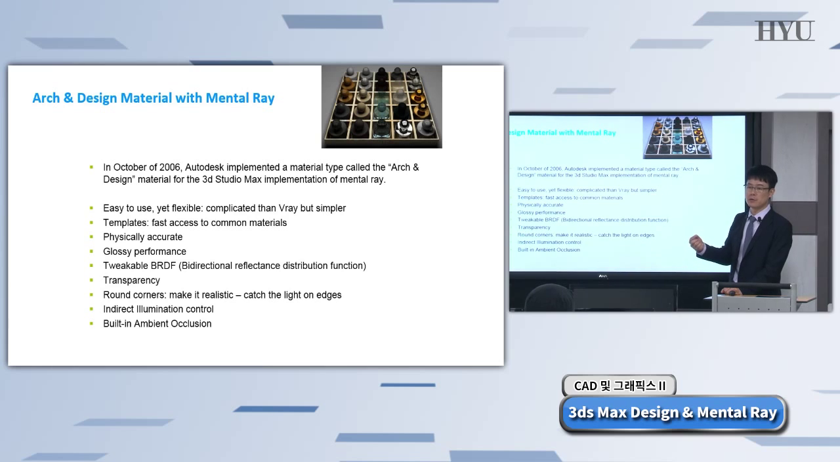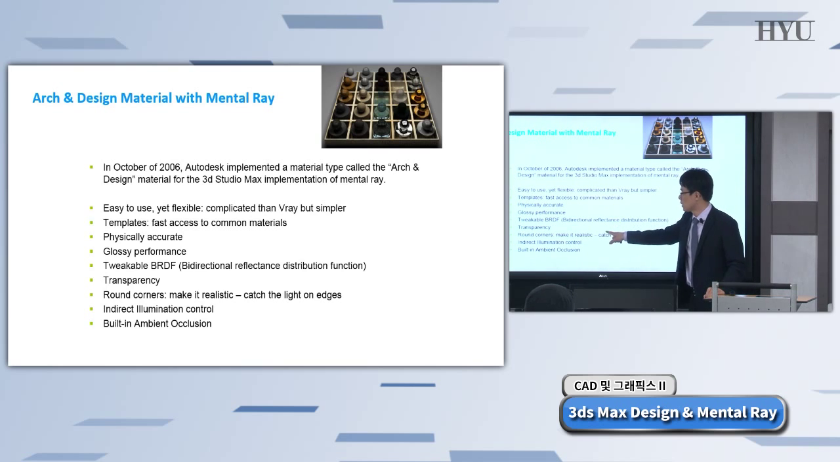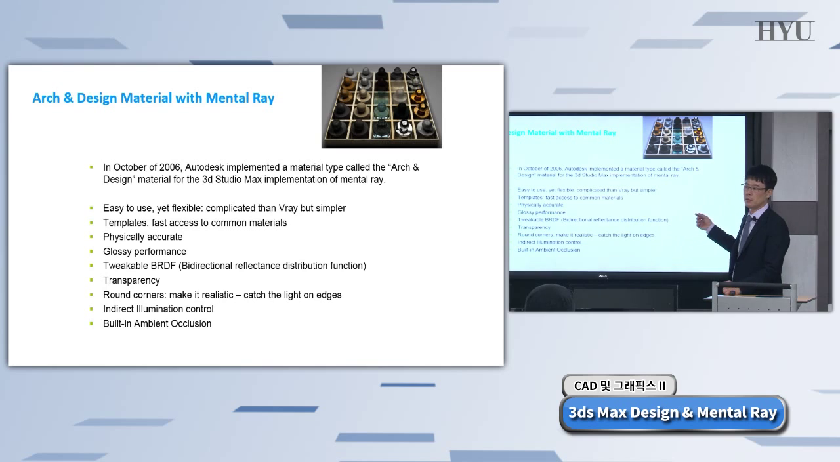Slightly rounded, right? That's a real object. But if you make that geometry with that simple definition, if you check round corners, then the corners automatically become round shaped in your rendering, okay? That's one of the advanced features defined in mental ray.